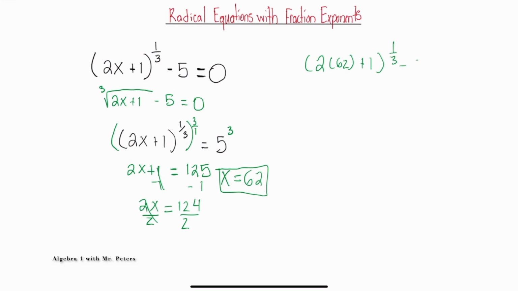this is what we should have on the screen. So we know that when we simplify what's in the parentheses, we're going to get 125. We know if we take that to the 1/3 power, that's just the same thing as taking its cube root, which is 5. And after we simplify, we notice that this is going to be a true solution, meaning that x is equal to 62.